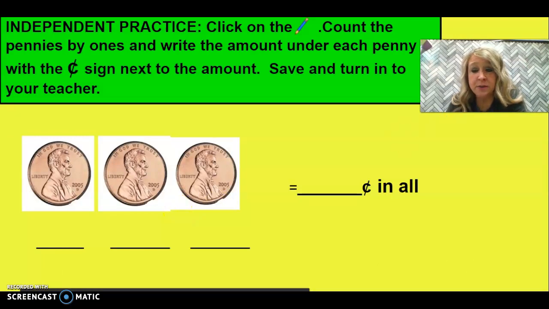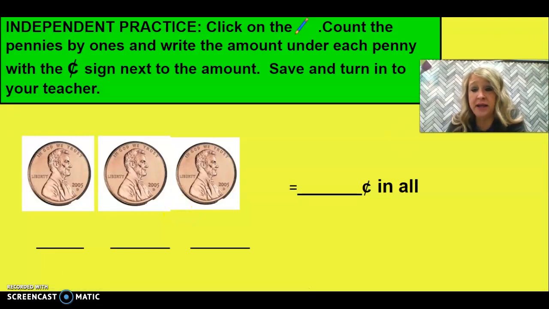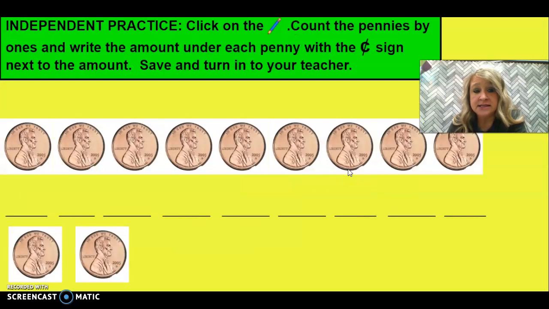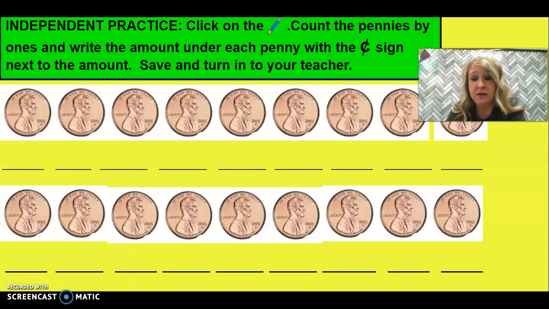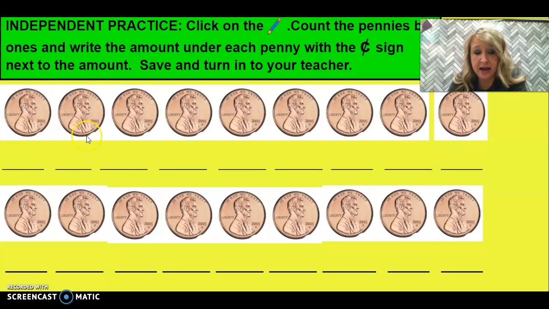So now for your independent practice today, you are going to click on the pen and count the pennies by ones. I want you to write the amount under each penny with the cent sign next to the amount. Then you're going to write the total amount right here. How much money in all? Same thing with this page. You're going to count these pennies and write the amounts underneath of the pennies with the cent sign. Last page, you have 3 pages today. Count the pennies, add the money, and then write the total at the very bottom.